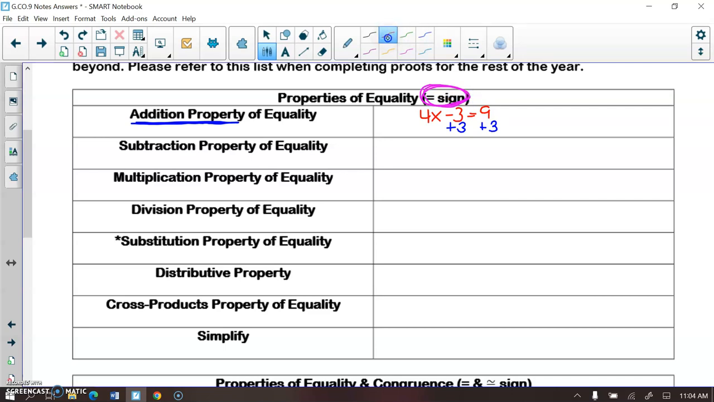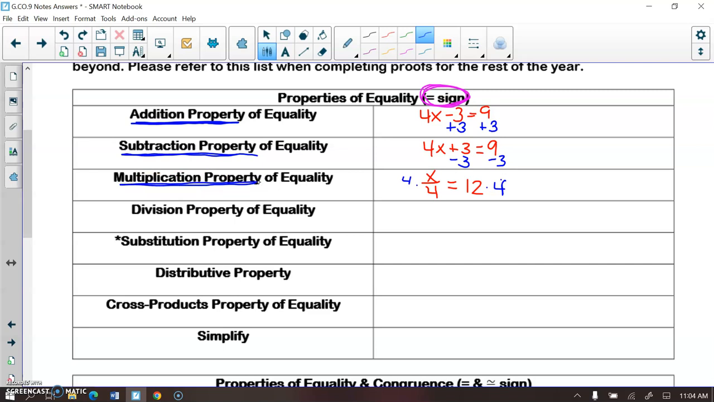So let's look at the subtraction property of equality. That would be something if we had this, and we were asked to solve this equation. What we would first do is we would subtract 3 from both sides. And doing so, we use the subtraction property of equality. Multiplication property of equality is if we were to have something like this, where we would need to multiply both sides of this equation by 4 to solve for x. We used multiplication, so that's a multiplication property of equality.